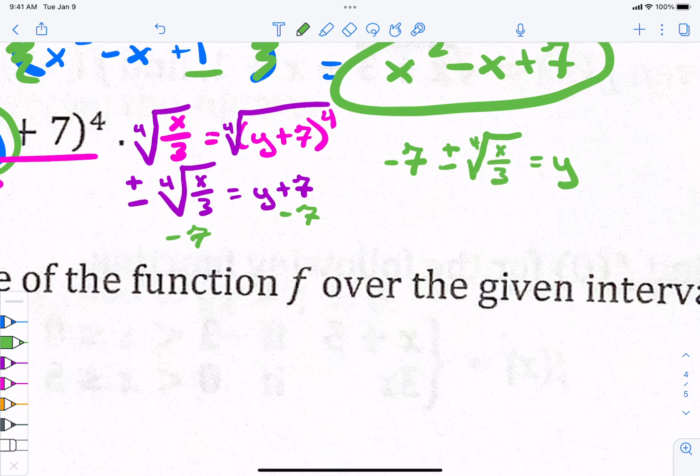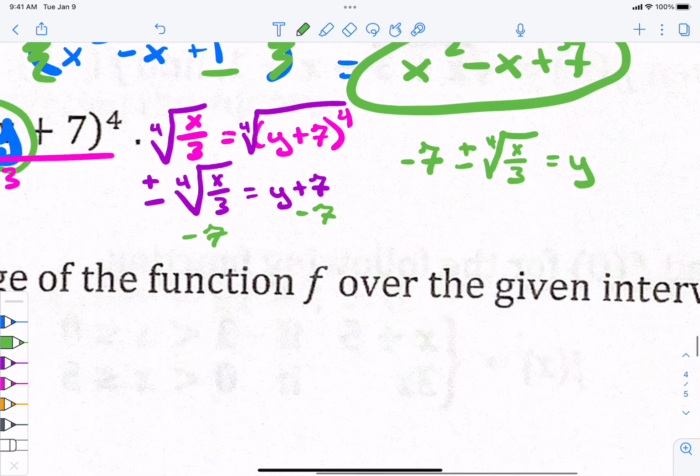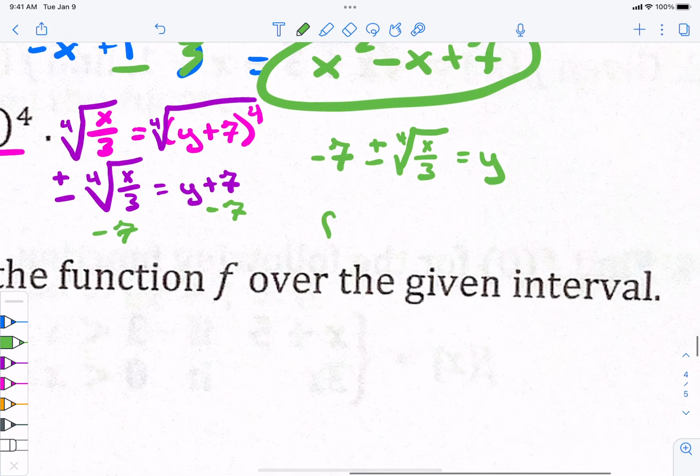Does that look okay? And then step 4, we're gonna switch it back. What was he called to begin with? F inverse. I'm gonna put that first.